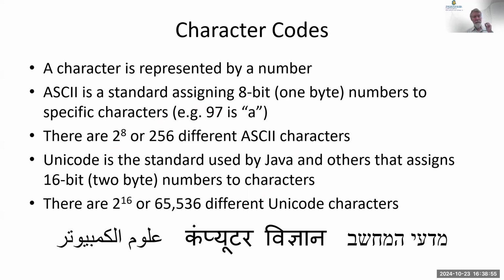Unicode is used by Java, I think Python, and other languages, and Unicode has 2 bytes. You can get 16 bits. There are also 32-bit Unicode values that you can get. But Unicode with 2 bytes, since 2 to the 16th, there are 65,000 some different characters. That allows you to have non-English characters. So we've got different, this is Arabic, Hindi, and Hebrew there. And they all say computer science. Google tells me that's the translation of computer science to those languages.